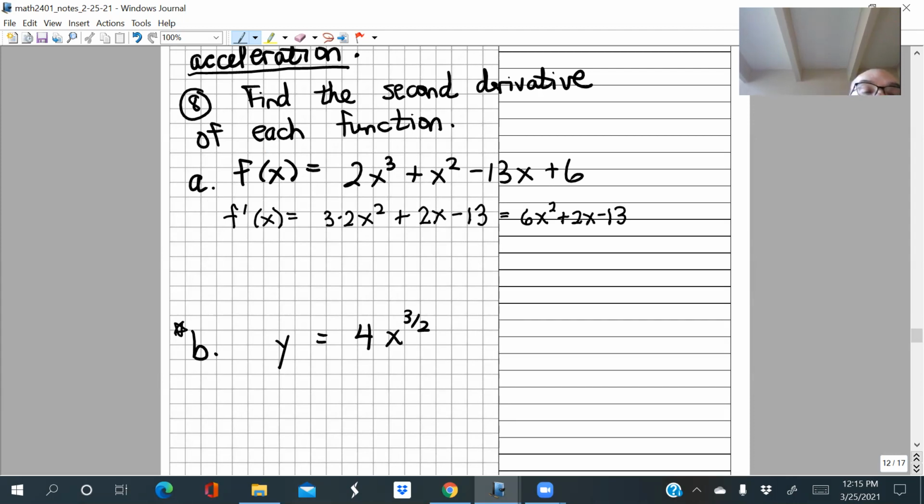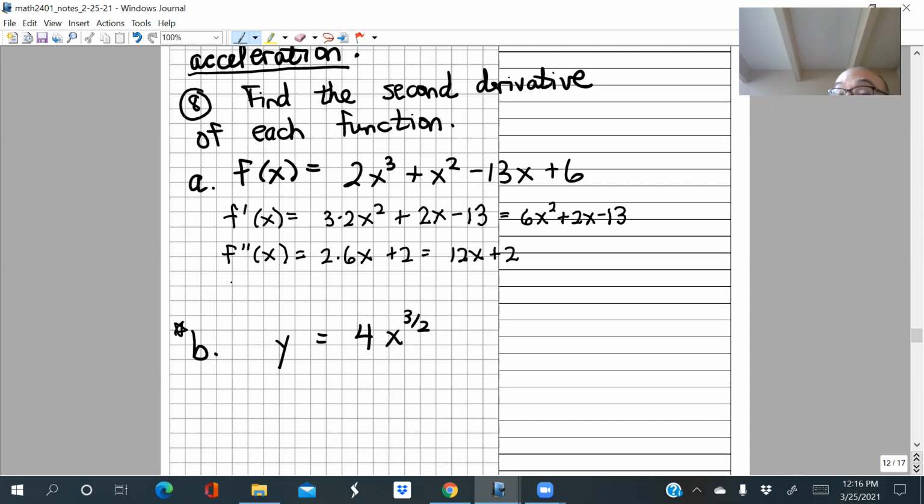And now let's find the second derivative. That's so easy, right? The second derivative, you denote by using the double prime notation, and that's just the derivative of the first derivative. So the derivative of 6x squared is, bring the 2 down, so you have 2 times 6 times x to the first power. Then the derivative of 2x is 2. And the derivative of minus 13 is 0 because that's a constant. So you just end up with 12x plus 2. That's it. Pretty easy, right? Just the derivative of the derivative.